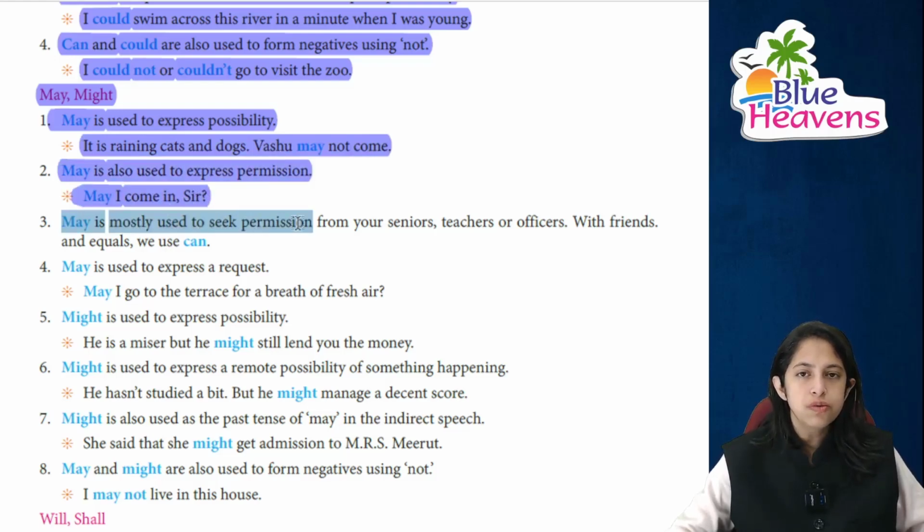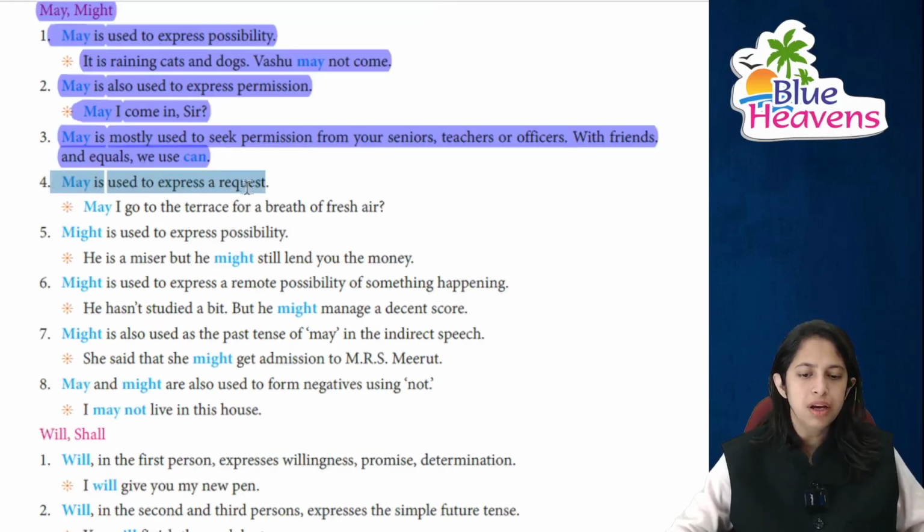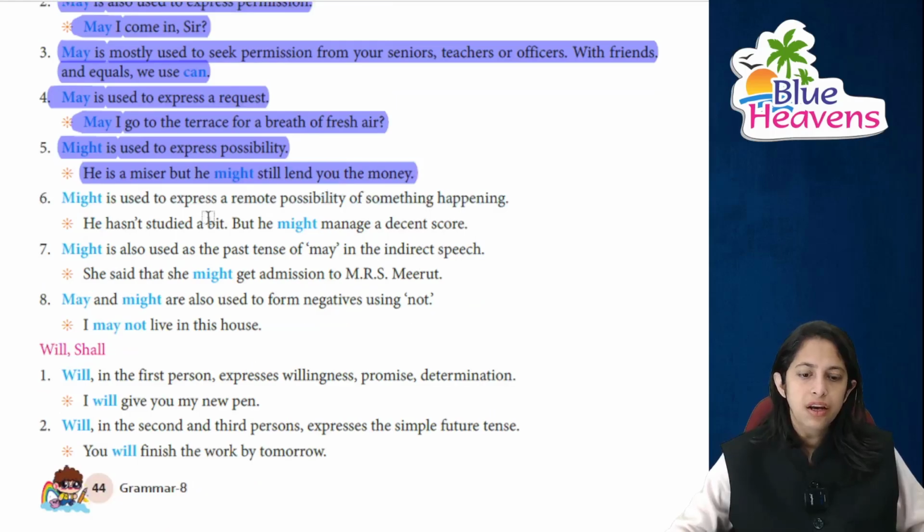May is mostly used to seek permission from senior teachers and officers, of course. With friends, and equals, हम लोग क्या यूज कर सकते हैं? Can. May is used to express a request. May I go to the terrace for a breath of fresh air? Might is used to express possibility. He is a miser but he might lend you the money.